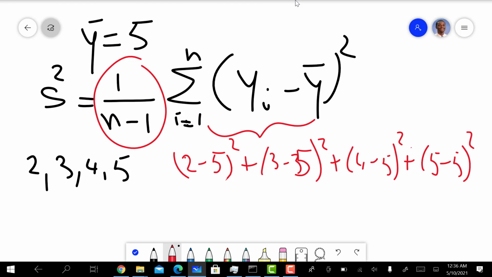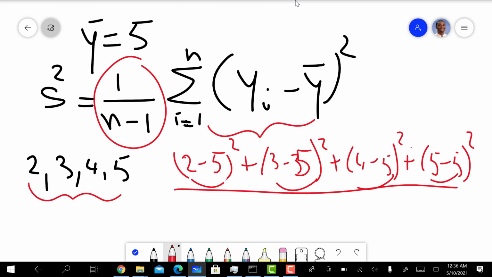Having said that, you use your calculator to calculate each quantity that you raise to the power 2. When you add them up, you divide all of these by the number of elements. So here you have 4 elements, which you subtract 1, and you have 3 elements. So this is how you calculate the sample variance.